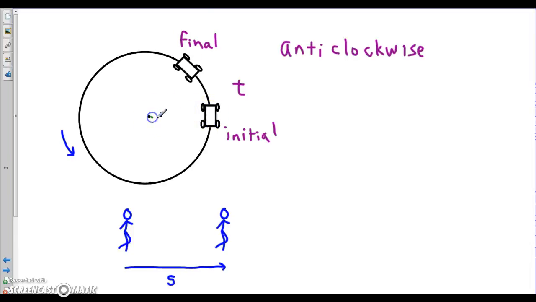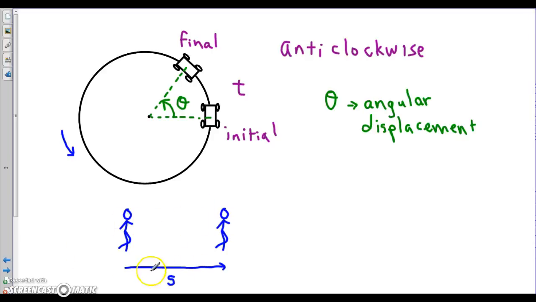So let me mark a radius to the car's first initial position and the radius to the car's final position. As the car swings around the circle, it travels some angular displacement, theta. Theta is the angular displacement. So where regular displacement is how far forward a person travels, angular displacement is how much of an angle the car travels.